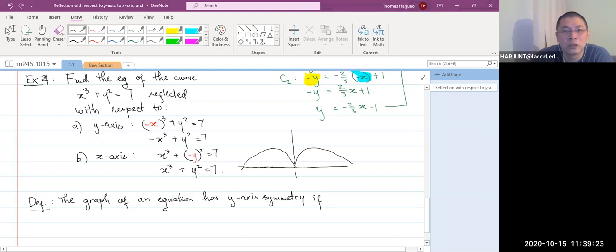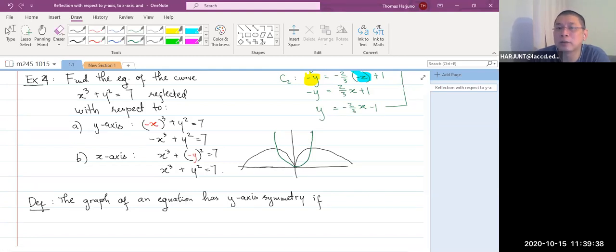Okay. For example, the graph that has y-axis symmetry that we know is the graph of x squared. That has y-axis symmetry. Agree? Okay. Can you tell me what other function has y-axis symmetry? At this point, you're supposed to know two, but the one that I believe you're supposed to know is absolute value. That's right. Absolute value also has y-axis symmetry.